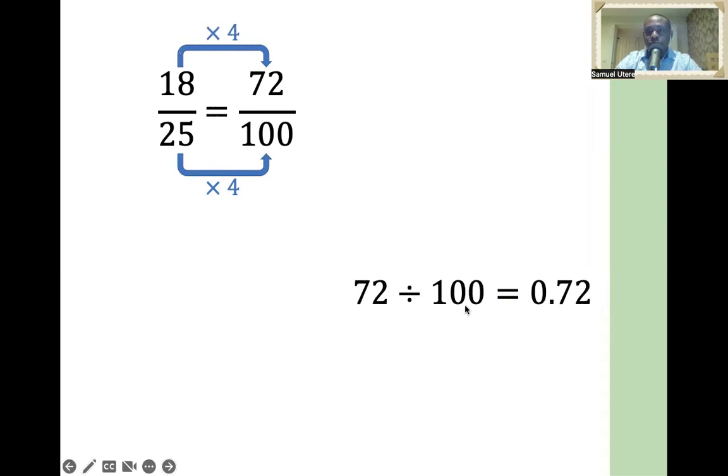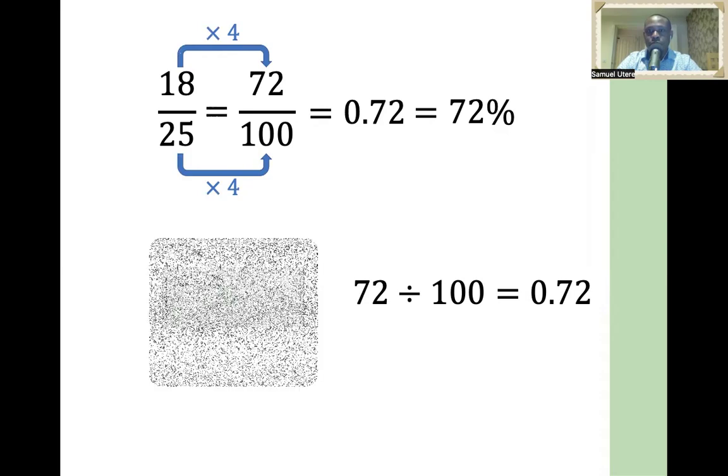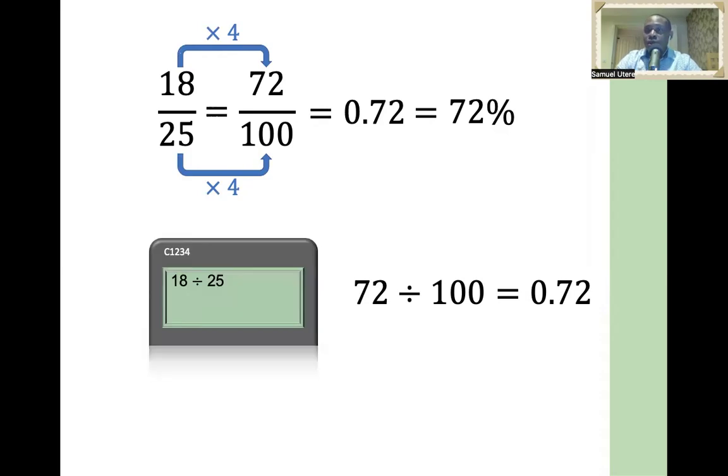72 divided by 100. Remember, in our previous lesson, we learned that a fraction is division, and division is fraction. So we could write 72 out of 100 as 72 divided by 100, which is 0.72. We could also have used our calculator to do it. So 18 divided by 25 will give us 0.72.